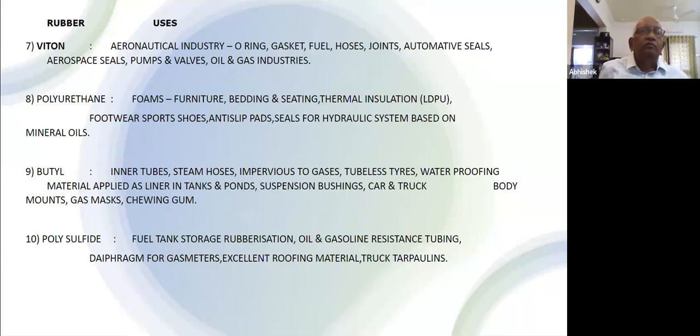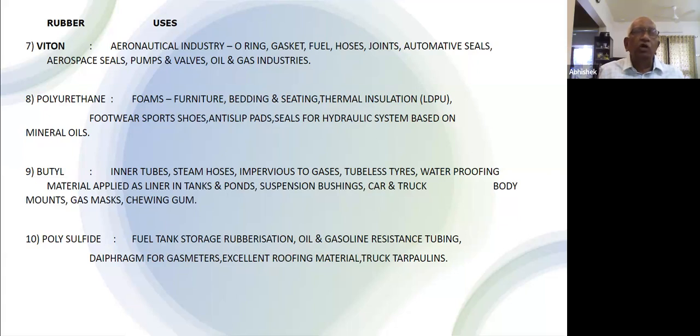Then the seventh rubber we are discussing is Viton, which I told you is fluorocarbon rubber. Silicon can go up to 200 degrees centigrade. It can withstand up to 200 degrees centigrade, and its low temperature resistance is up to minus 50 degrees centigrade.